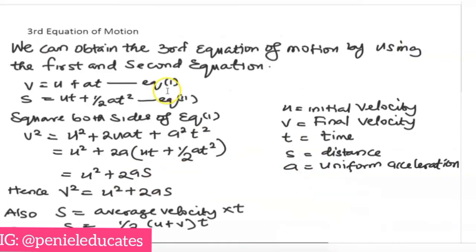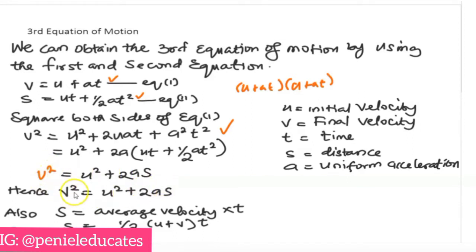We can obtain the third equation of motion if we use both the first and second equations that we have obtained previously. This is the first equation, and this is the second equation of motion. If you square both sides of equation 1, it's going to be v squared equals u plus at multiplied by u plus at. If you do that, you are going to have u squared plus 2a, and if you bring 2a out as a common factor, you're going to have ut plus half at squared. So u squared plus 2as is going to be v squared.